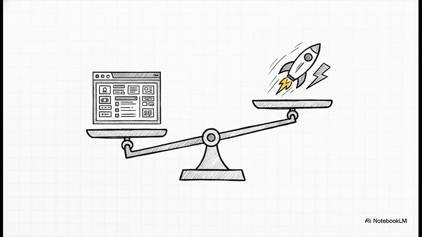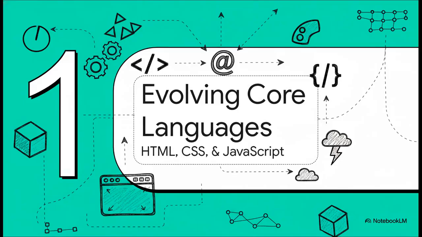So, that leads us to the big question, right? How do we build these amazing, powerful applications that are also blazingly fast? That's the tightrope we're all walking. In this explainer, we're going to unpack the modern developer's toolkit and look at all the latest trends to figure out exactly how we can do that. All right, let's dive right in.